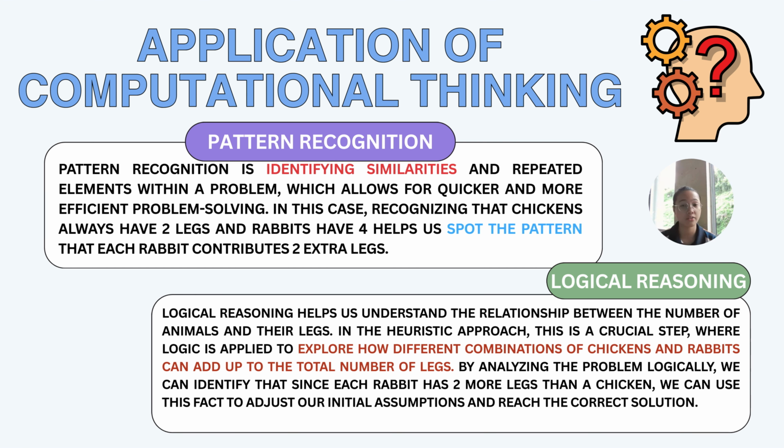Okay, so what is pattern recognition actually? Pattern recognition needs us to identify similarities or patterns that we can see in the problem, and repeated elements within a problem, which allows for quicker and more efficient problem solving. In this case, recognizing that chickens always have two legs and rabbits have four legs helps us spot the pattern that each rabbit contributes two extra legs.